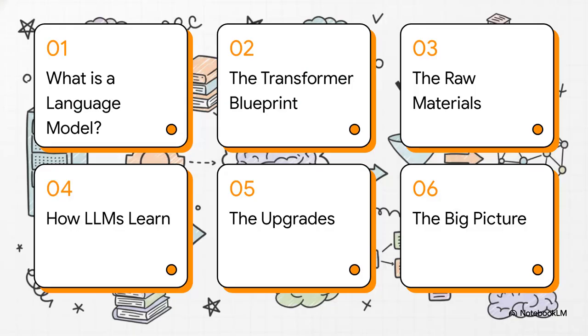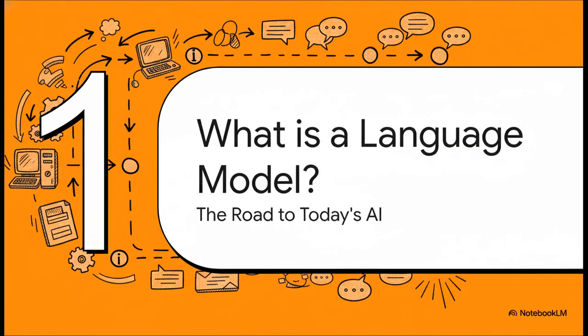So, here's our game plan. We're going to follow these 6 steps to see how these amazing tools are put together. We'll start with the basics, then look at the blueprint, gather the materials, run the assembly line, and then give it a final upgrade. All right, first things first, we need a little context.